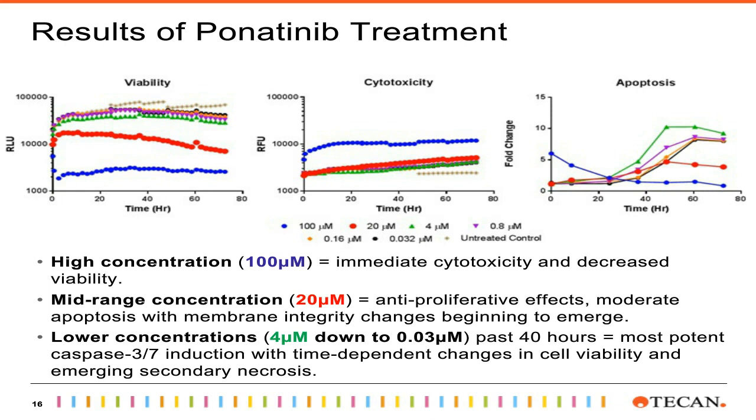And now if you focus on the mid-range concentration, which is our red line or our 20 micromolar concentration, you'll notice that over the course of time, we start to see some anti-proliferative effects happening, some moderate apoptosis, and then some membrane integrity changes are beginning to emerge. And lastly, the lower concentrations, so looking at the green line, which is 4 micromolar, and then everything below that, past 40 hours is where we really start to see more potent caspase 3-7 induction, and then those time-dependent changes in the cell viability and emerging secondary necrosis starting to happen with our cytotoxicity assay.